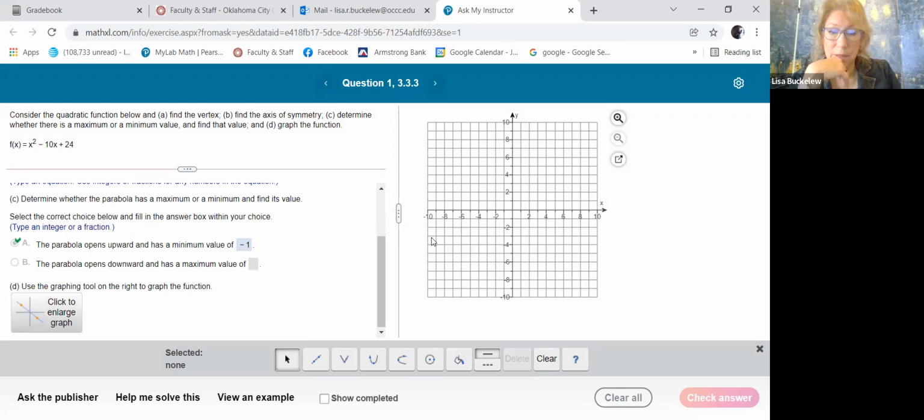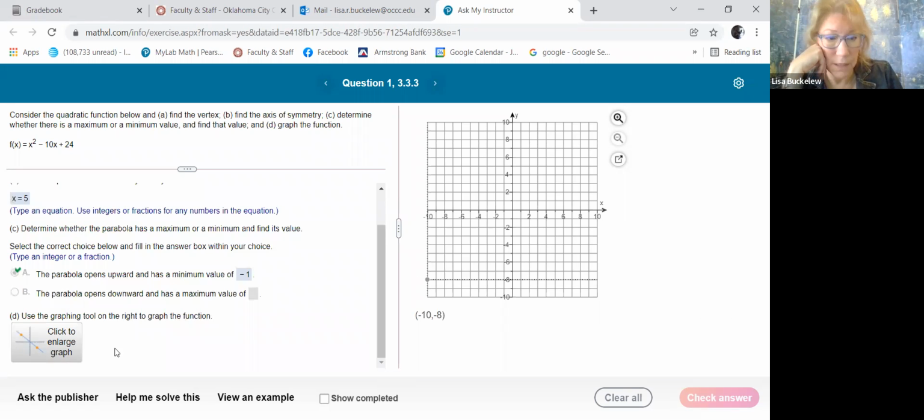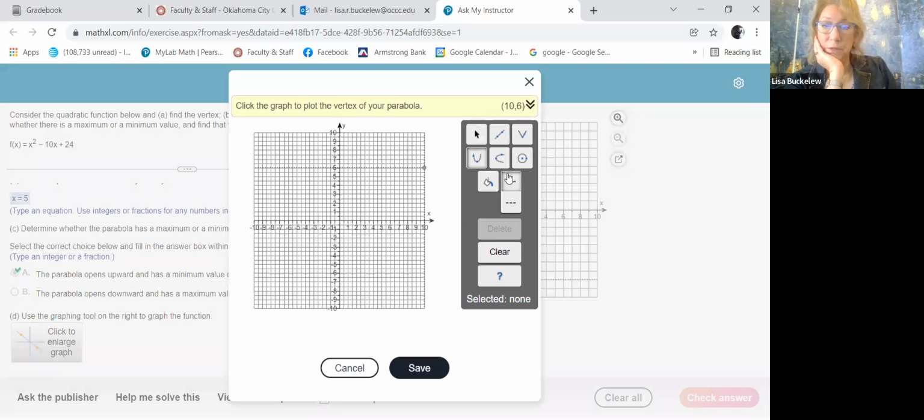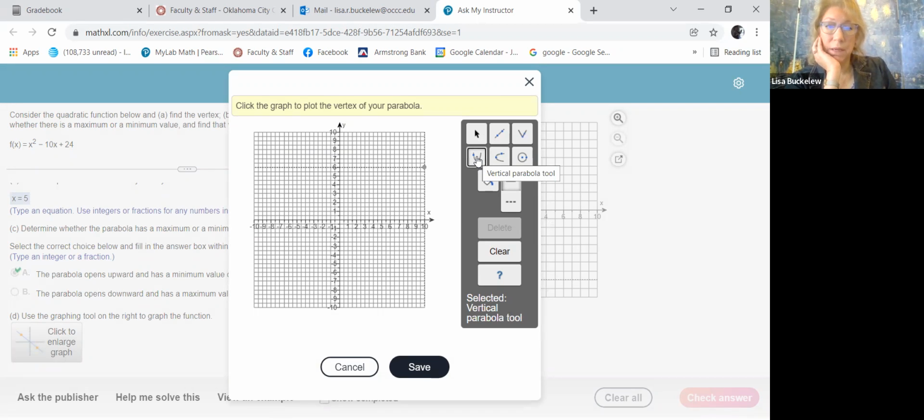Okay, so now it wants us to graph it using the graphing tool on the right. Let's try it. It's going to be a parabola. So you pick your shape first, and then you follow the instructions. I picked this parabola tool. There should be a place where it says pick your vertex. Where's my instructions? All right, I'm going to do it a different way. Let's go here. And I'm hoping that this popped up on your screen too. Can I make this bigger? Guess not.